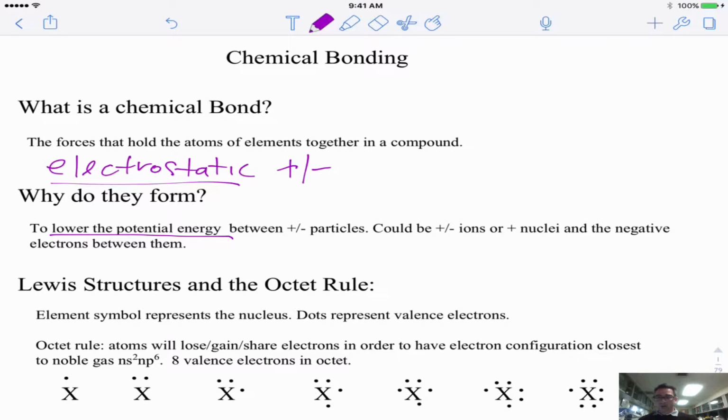Now, what are these electrostatic attractions? I put positive, negative. So they could be between particles like ions. They could be between a positive nucleus and the negative electrons between them. But either way, what you'll see is that there's always this electrostatic force.